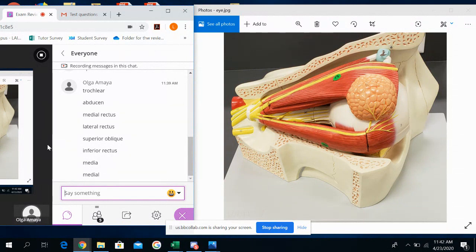So, again, recap. Cranial nerves that move the eye muscles. There's three. Oculomotor, which does exactly what it says, moves your eye, your oculus, I guess. Your abducens and your trochlear. Again, your abducens moves your lateral rectus and your trochlear nerve moves your superior oblique. Everything else is moved by your oculomotor. Okay.